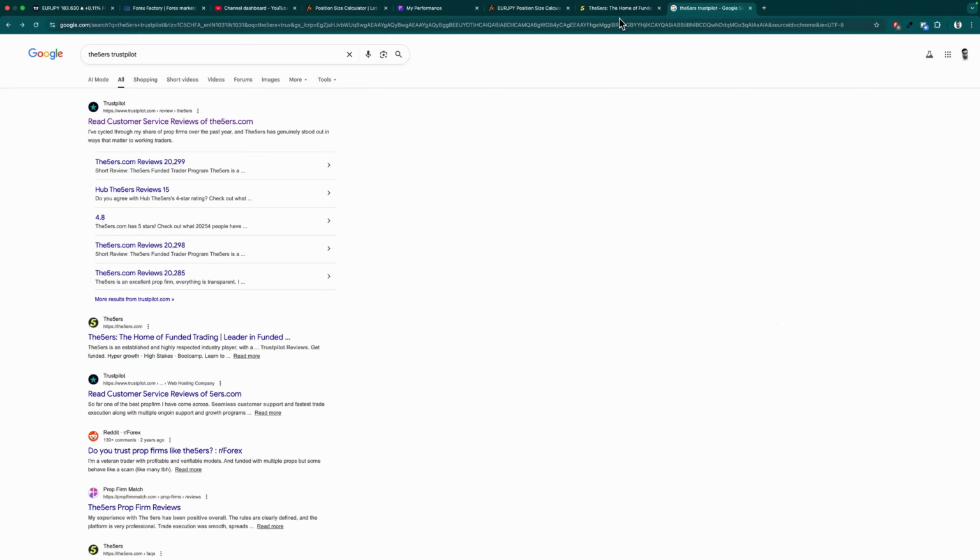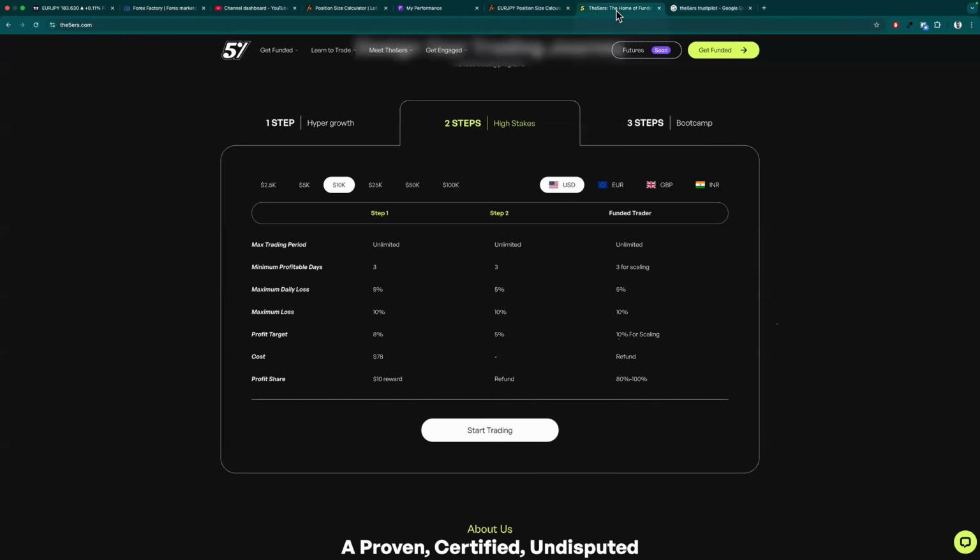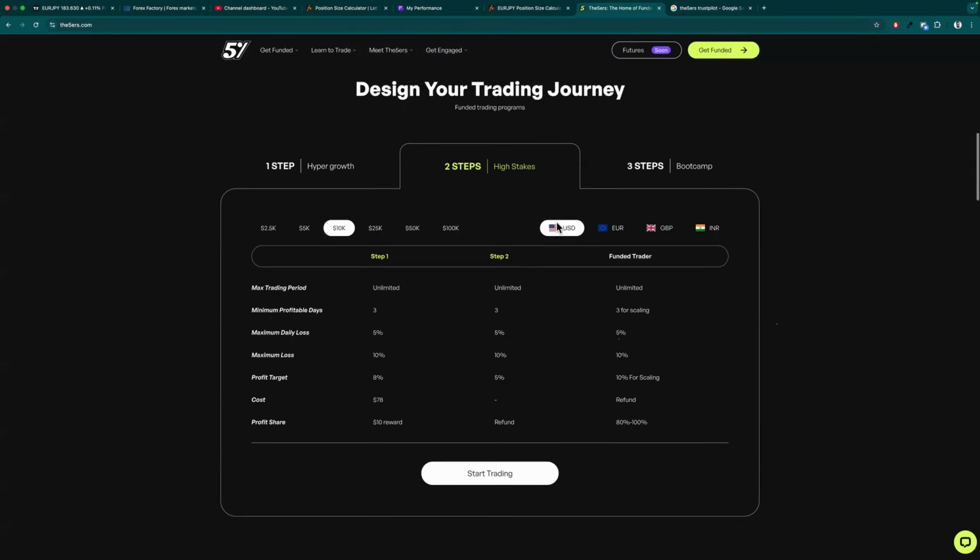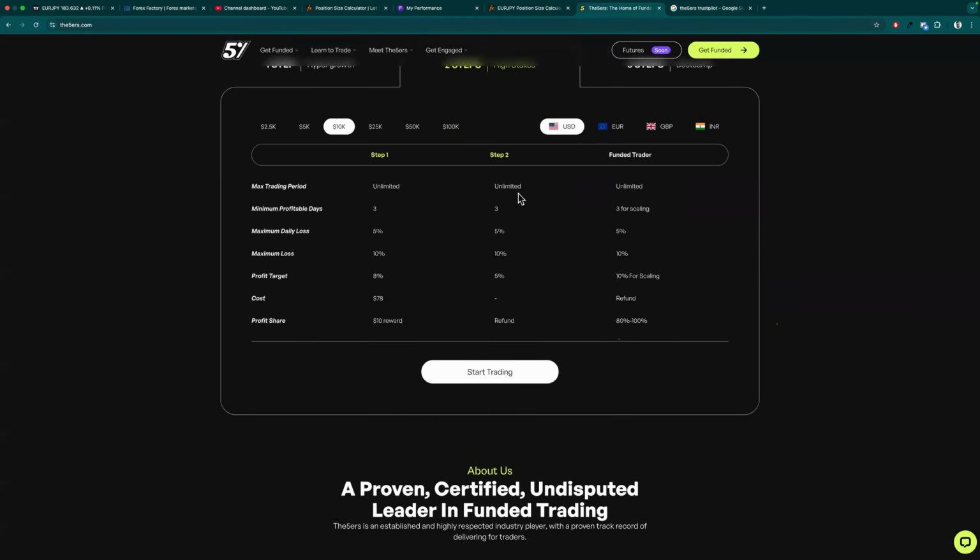You are funded. You need to make sure that you take out your money as soon as it is reaching around 10%, and it needs to fit the criteria. So this is how you do it.